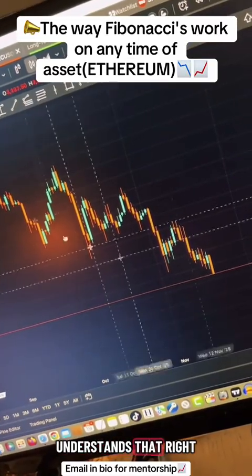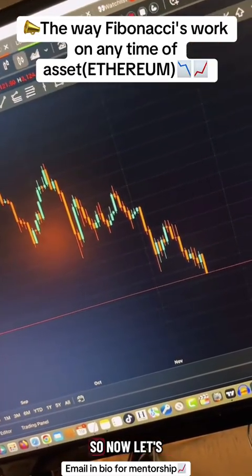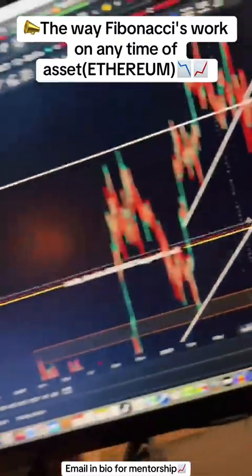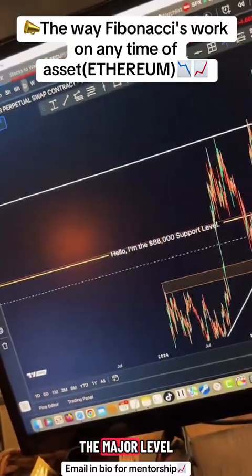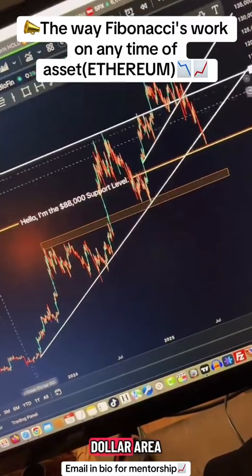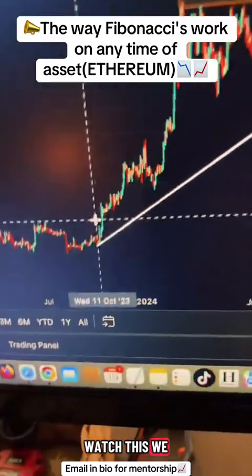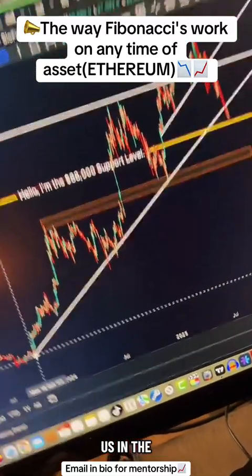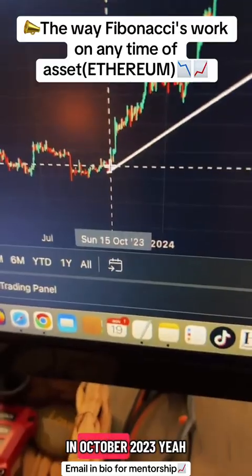So everybody understands that, right? No arguing there. So now let's go back over here to this Bitcoin chart. And if I'm telling you that the major level of support for Bitcoin right now is the $75,000 area, watch this. We know that this very, very, very bullish move that got us in the bull market started down here in October of 2023.